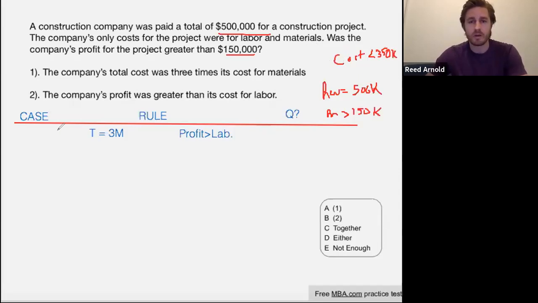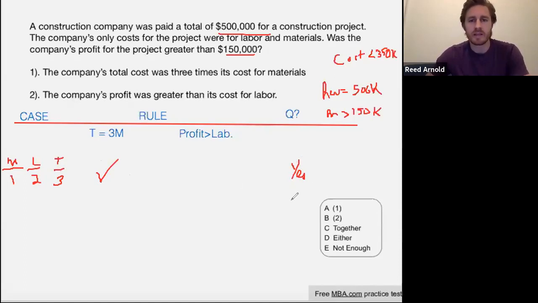Okay. So let's go through the cases here. The company's total cost was 3 times its cost for materials. Well, let's say the materials cost $1. One thing you can do in testing cases is test stupid extremes. Then the total cost was $3, and the labor cost would be $2. So that follows my rule. Okay, was profit more than 150,000? Yeah, a lot more. I have $6 and $3 in cost. So yeah, it's more than 150,000.